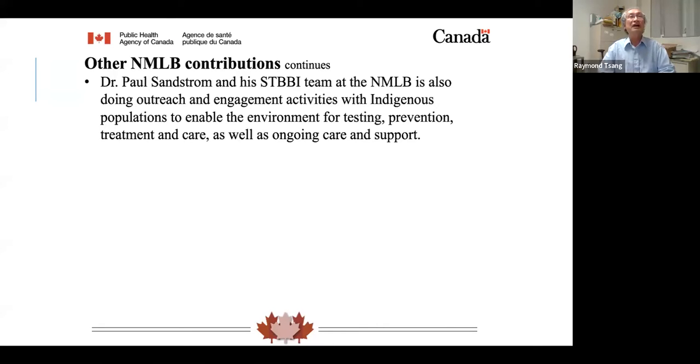Now, I think the outreach activities that Dr. Sandstrom and his team provide is very important, as described in the Pan-Canadian STBBI framework. The central pillar is to create an enabling environment. And this is what Dr. Sandstrom and his team has been working very hard over the years to do with our indigenous population, with our population in the north, which are vulnerable to STBBI.